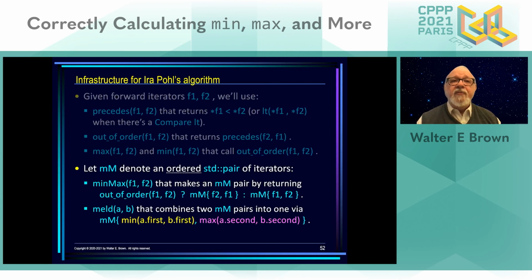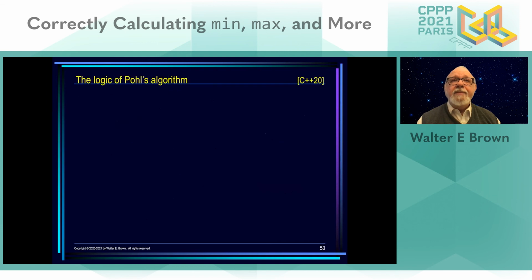Now, if you look very carefully, how many calls will there be to precedes? There are going to be 3. In 3 calls to precedes, I'm going to process 2 iterators. That's much better than 2 calls per iterator, which would be 4. Okay? And what we're left with is just the logic of Pohl's algorithm, most of which is for special cases at the beginning and at the end.